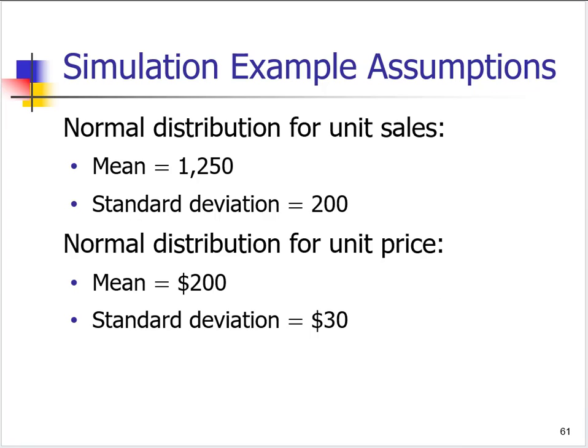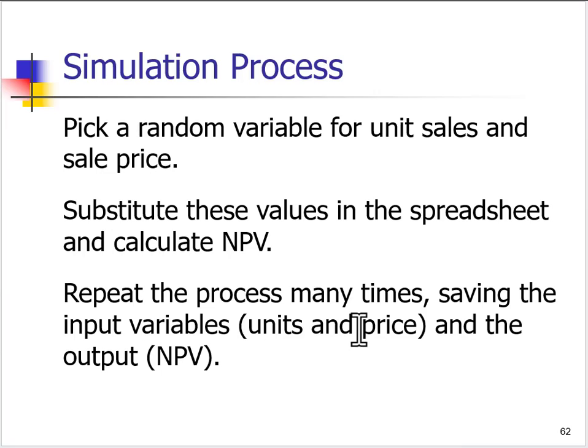So what does it tell us, right? So in this case, for normal distribution, for sales, we get a mean of around 1.25, standard deviation 2. The normal distribution for price is $200, standard deviation of 30. That's the kind of information, the statistical description of each variable that we input.